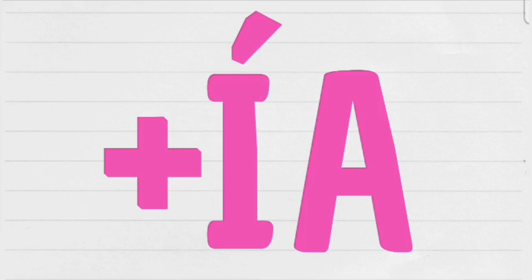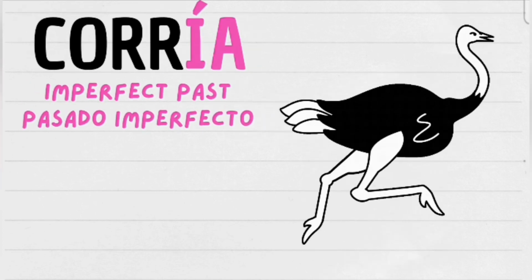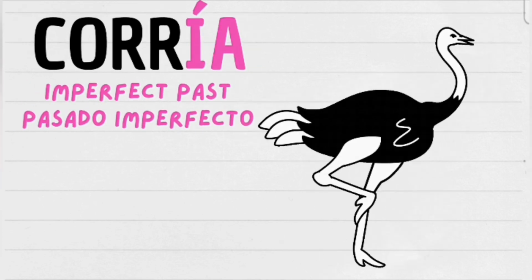in verbs ending with er, we have to add I with an accent and letter A instead, okay? Ia would be the pronunciation in Spanish. So if you have this verb to run, correr, according to the imperfect past, the conjugation would be corría.